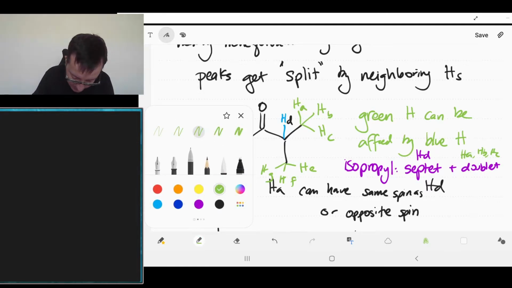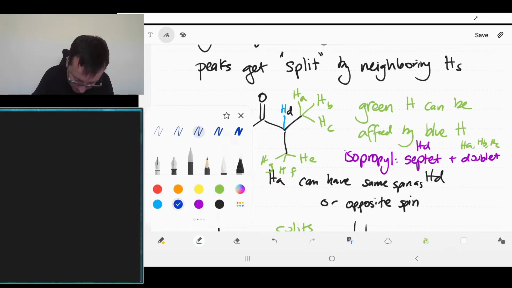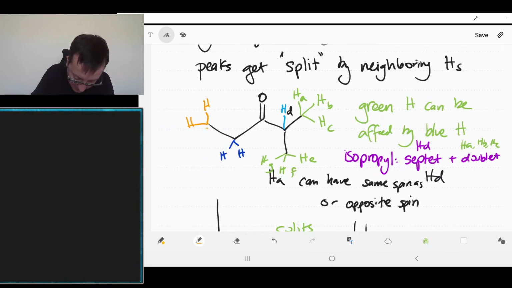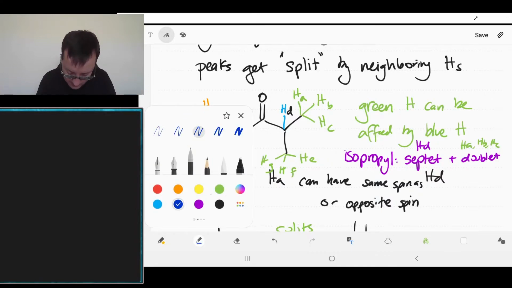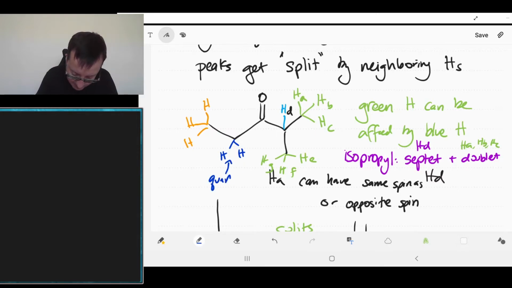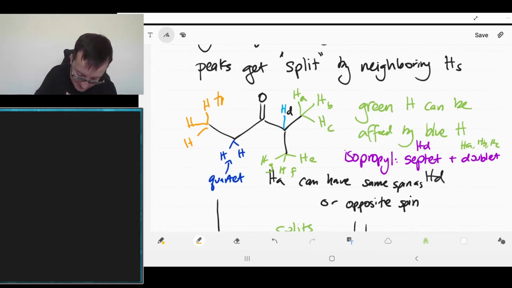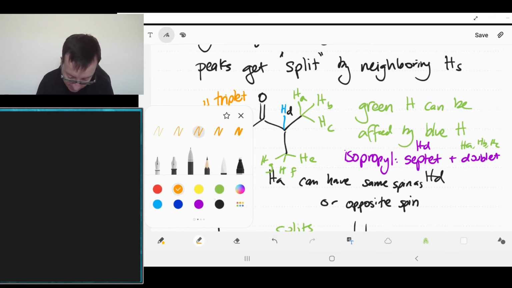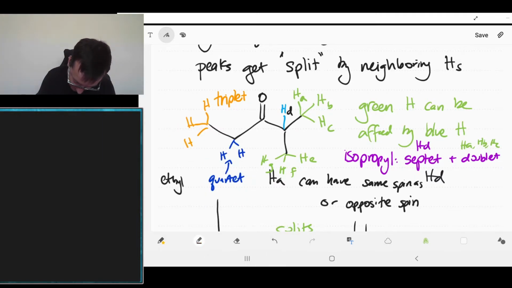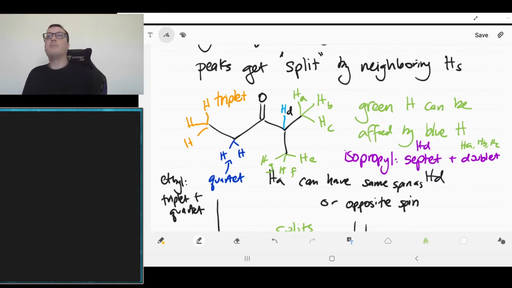An ethyl group, on the other hand, we've got 2 hydrogens next to 3 hydrogens. We're going to see that, what color are these ones? This one will be a quartet because it's next to 3 hydrogens. Do we see that on the neighboring carbon we have 3 hydrogens? So this will be a quartet. The orange one will be a triplet because it's next to 2 hydrogens. So an ethyl group is always a triplet and a quartet. This one is a little bit less common to see, but the isopropyl one is very obvious. If you have a septet and a doublet, usually that's indicative of an isopropyl group somewhere in your molecule.